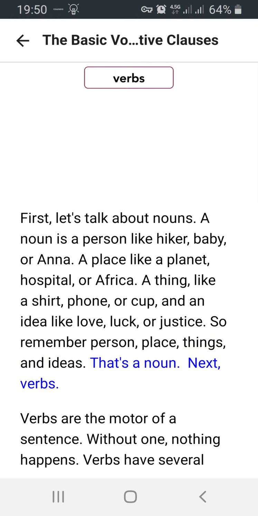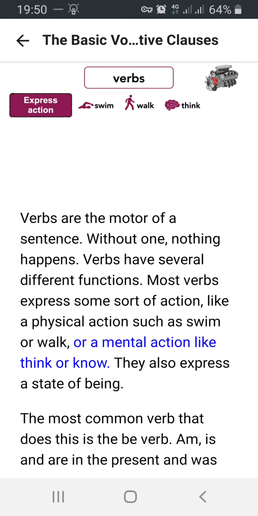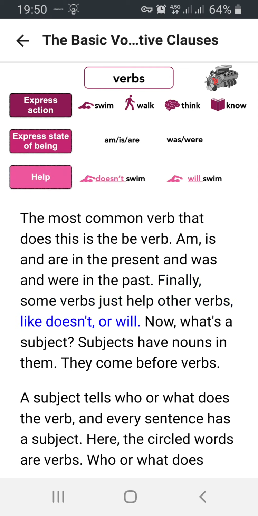Next, verbs. Verbs are the motor of a sentence. Without one, nothing happens. Verbs have several different functions. Most verbs express some sort of action, like a physical action such as swim or walk, or a mental action like think or know. They also express a state of being. The most common verb that does this is the be verb. Am, is, and are in the present, and was and were in the past. Finally, some verbs just help other verbs, like doesn't or will.